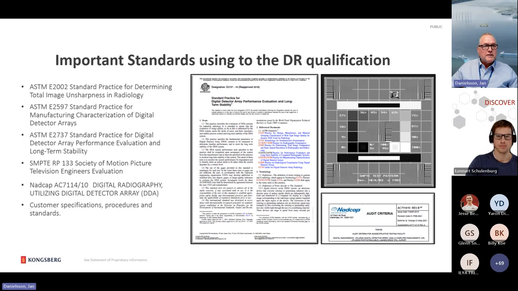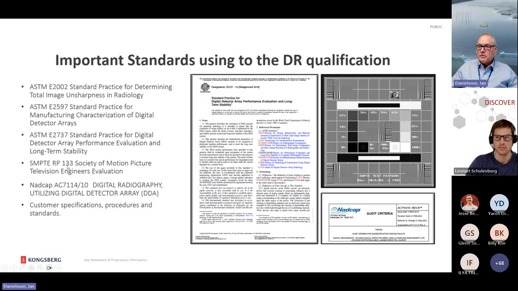You have ASTM E2597, a standard practice for manufacturer characterization of digital detector arrays. You have ASTM E2737. This practice describes the evaluation of DDA systems for industrial radiology. It is to ensure that the evaluation of image quality meets the needs of users and their customers and enables process control and long-term stability of the DDA system. Most of the requirements are in this standard, ASTM E2737.